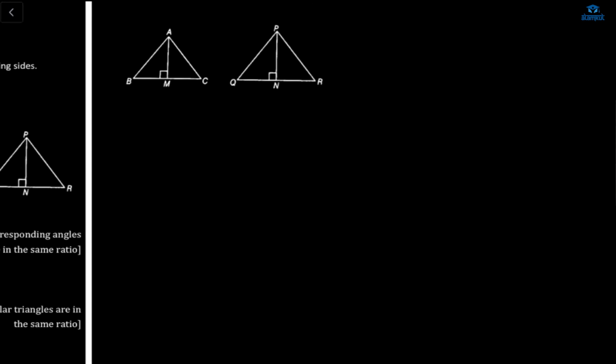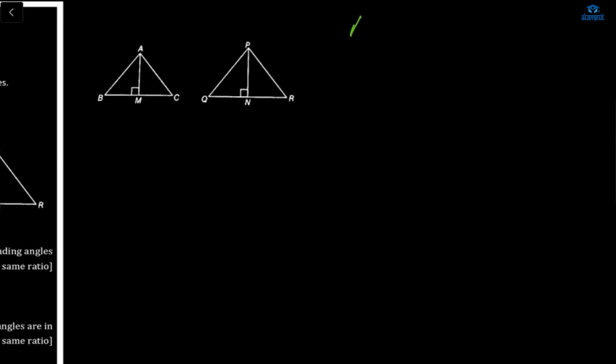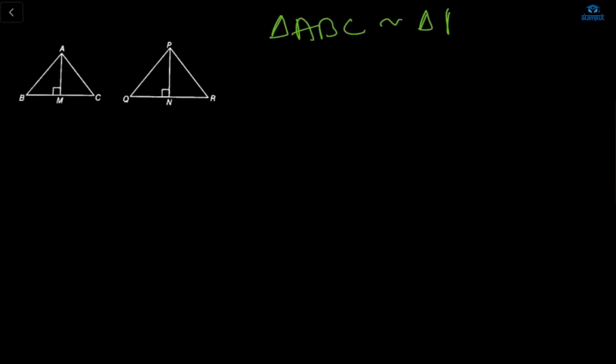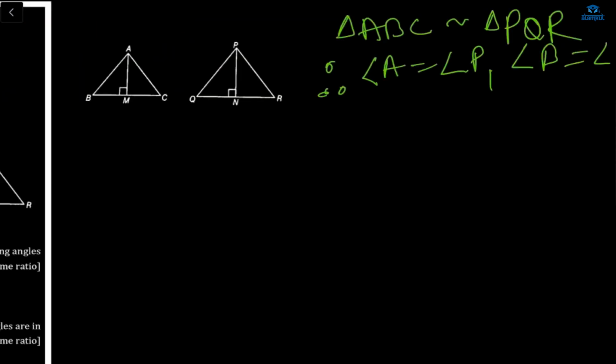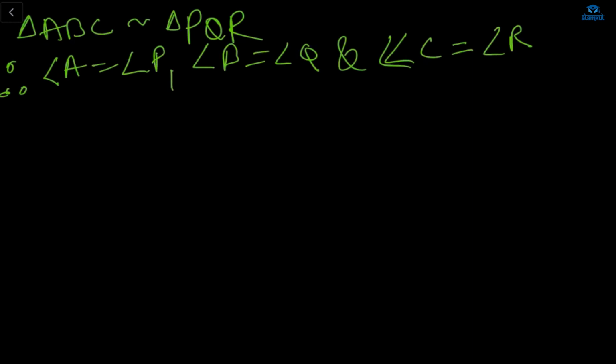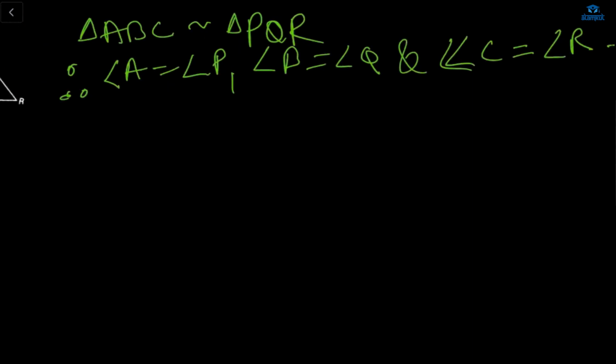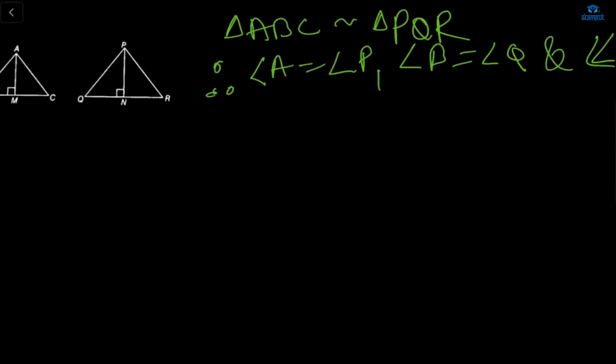Here, the triangle that we are taking is ABC, similar to triangle PQR. So triangle ABC is similar to PQR. That means the two things will be equal. The angles will be equal. Now, which angle will be equal to which angle? Angle A is equal to angle P. Angle B will be equal to angle Q. And angle C will be equal to angle R. First equation.